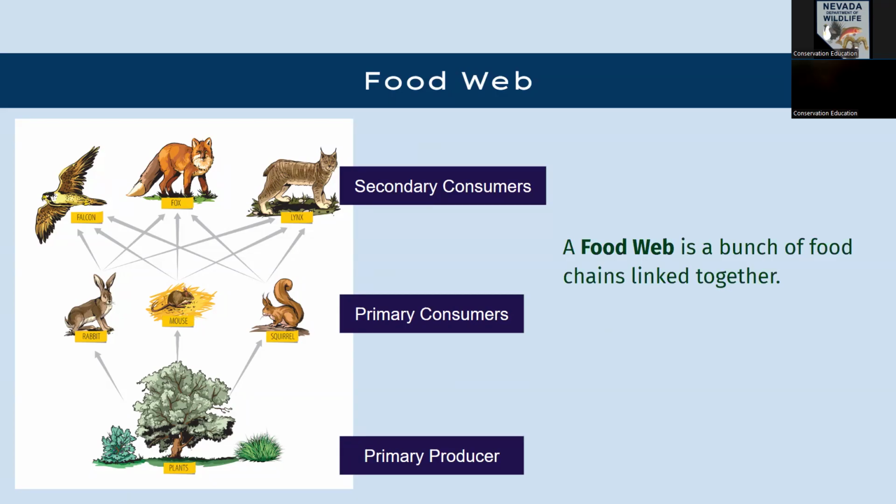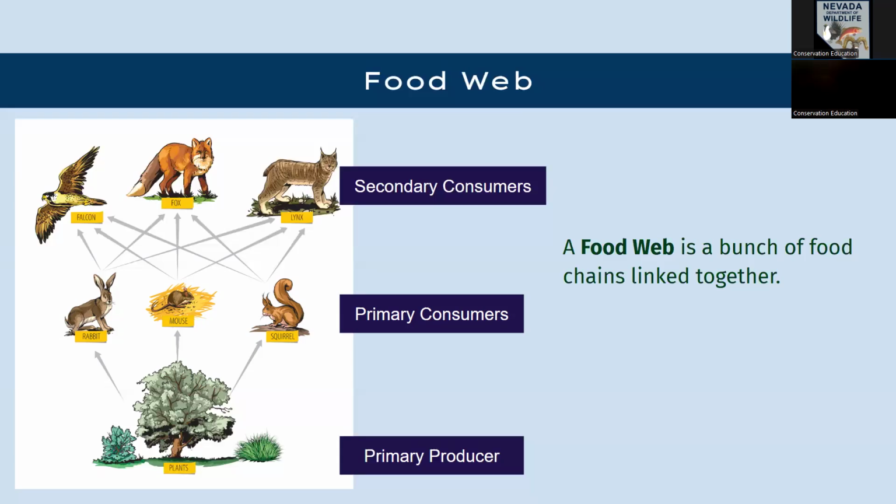So again, that fox is not just going to eat a mouse. It might eat a rabbit, squirrel, or a mouse. And all of those things have the same food source. If you're looking at those primary consumers, they have plants as their food source. So again, just more of a holistic approach to our whole ecosystem.